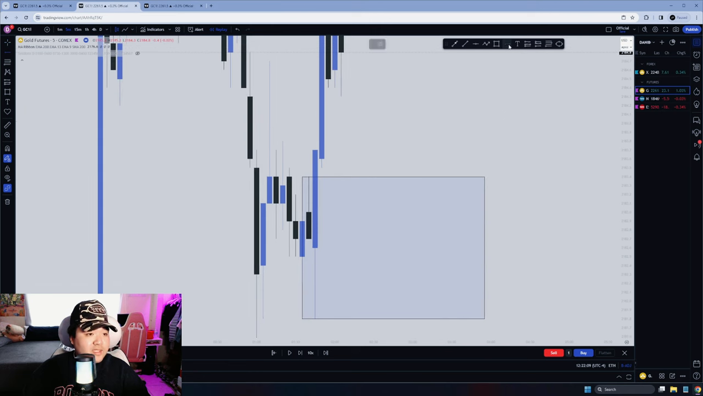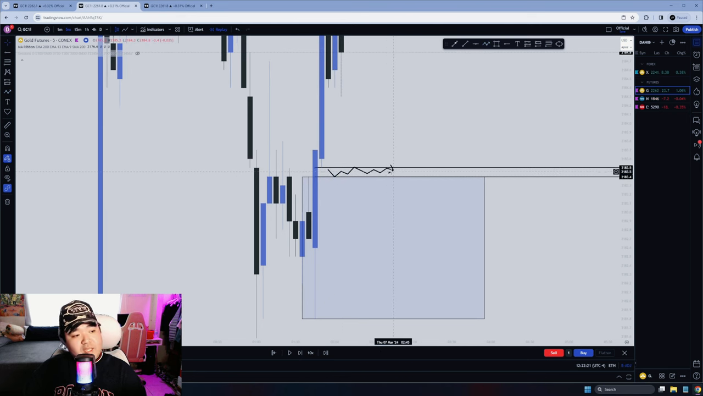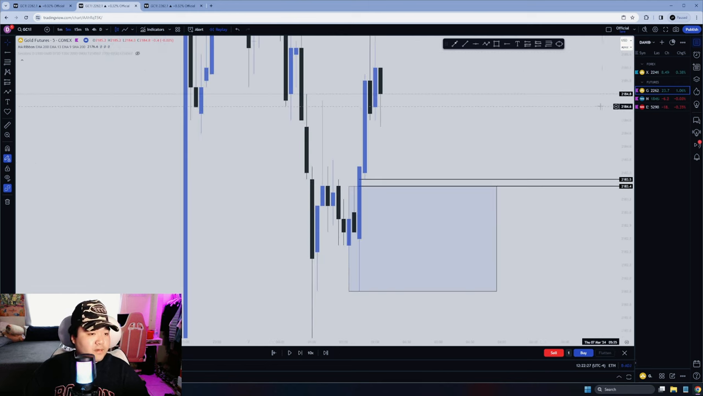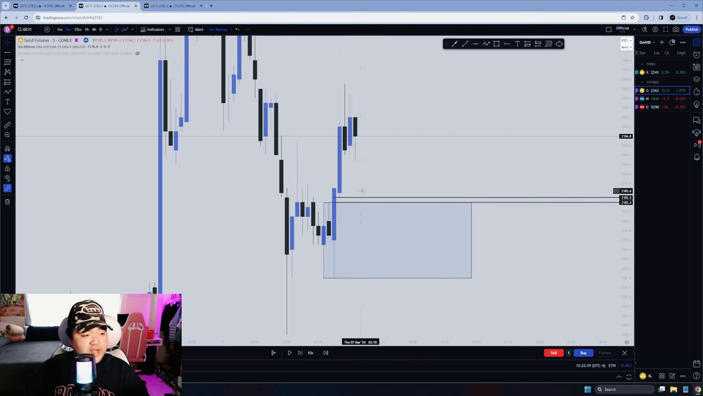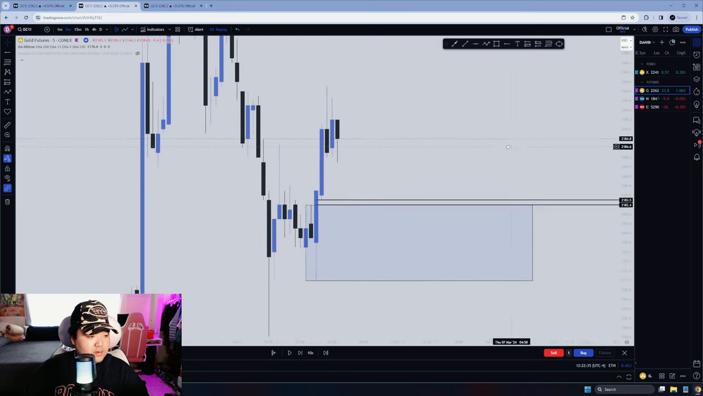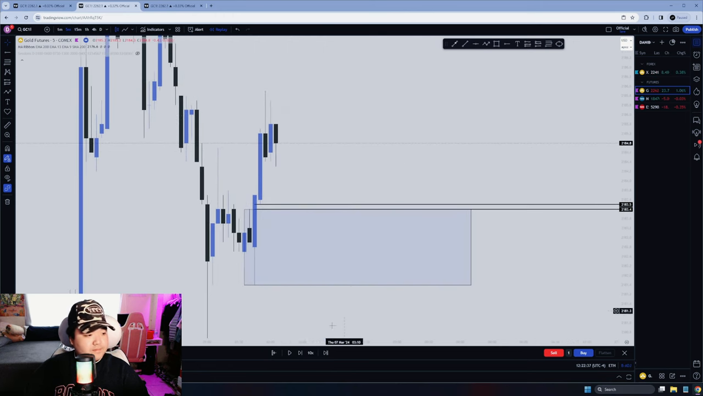Now where's the gap? The gap is from the bottom of this wick right here to this, because we have not come back in here yet to fill in the gap. So we just have to wait. You have to be very patient and stay on your hands when you're waiting for these types of setups. So what do we do now? We just wait, right? We have our gap, we have our zone, we know we're bullish. Now let's wait. Let me put this back. Okay, so let's play this out.